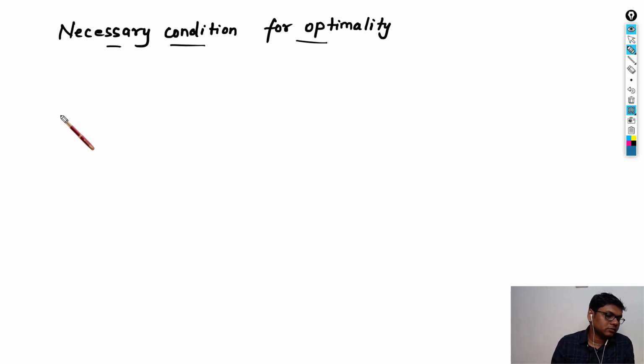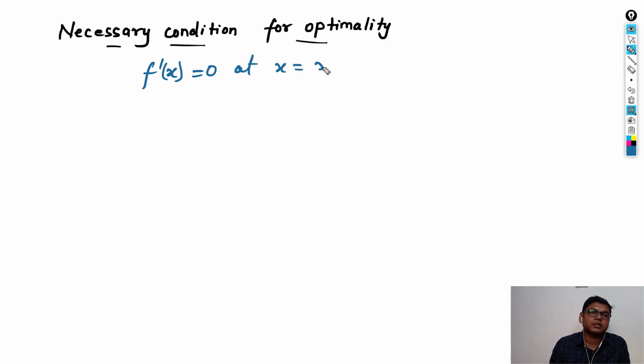that a function f(x), we have told what the necessary condition is. The first condition is f prime x should be equal to 0 at x equal to x star. That is the first thing. This is the necessary condition, that at a certain point the derivative should be equal to 0. Now there is a condition that this function should be defined and differentiable at this point. Are you getting it? It should be continuous.